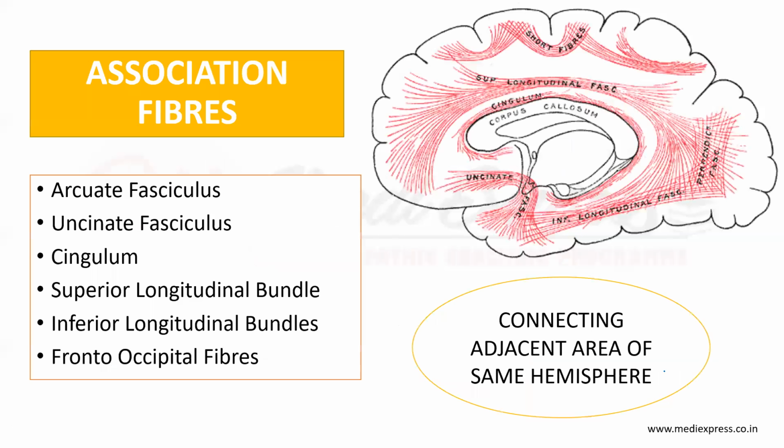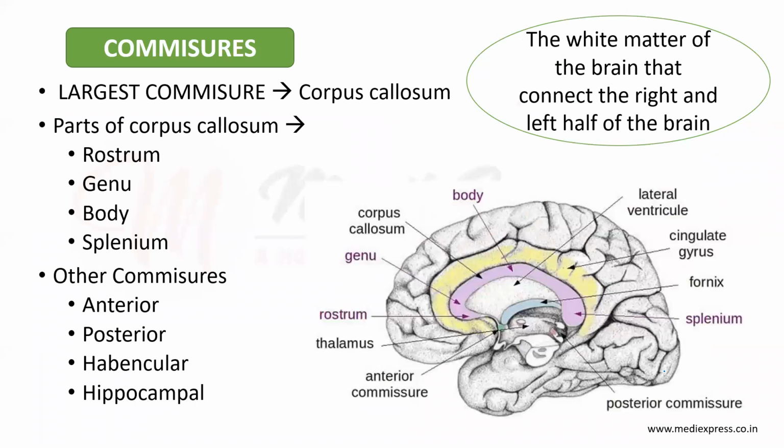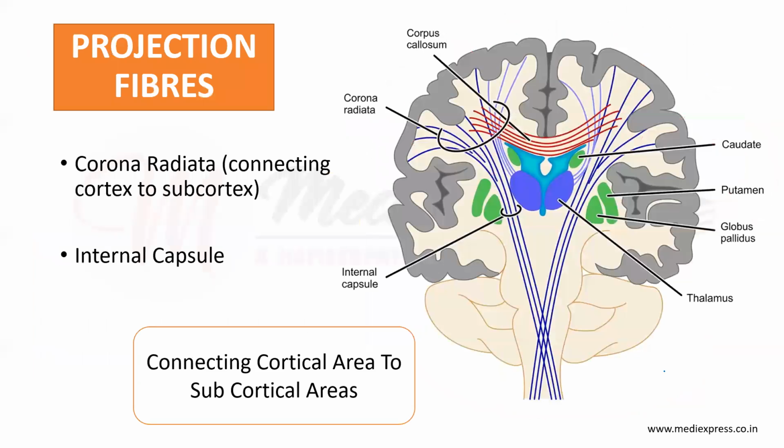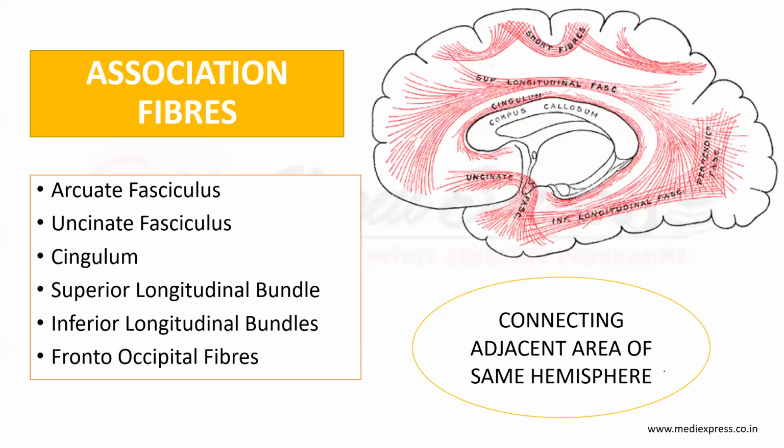Now, coming to the association fibers. We have three kinds of fibers: association fibers, projection fibers, as well as commissure fibers. We are talking about the association fibers now. What are association fibers? Association fibers connect the adjacent areas of the same hemisphere.